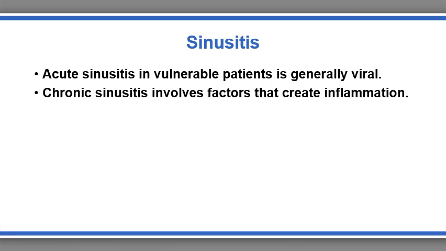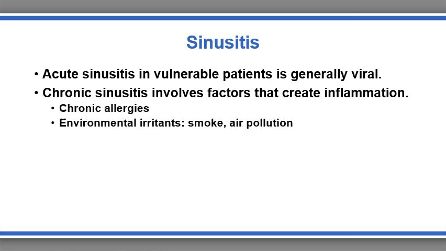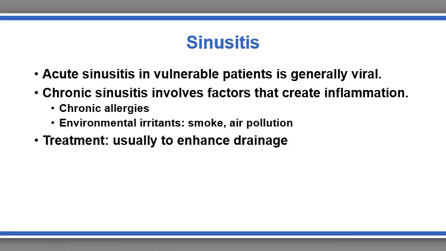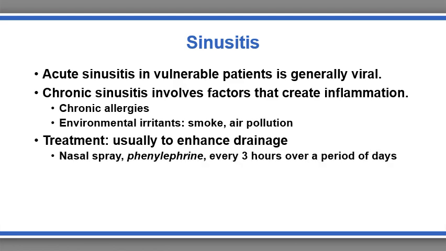Chronic sinusitis is another thing that could develop, and this is usually due to allergies or environmental irritants. People that have seasonal allergies, for instance, can develop a chronic sinusitis, which, if it does worsen, could be a case where other types of medications, like antibiotics, could be utilized to treat it. Usually the focus is just on enhancing drainage and clearing up the congestion, so various types of nasal sprays.